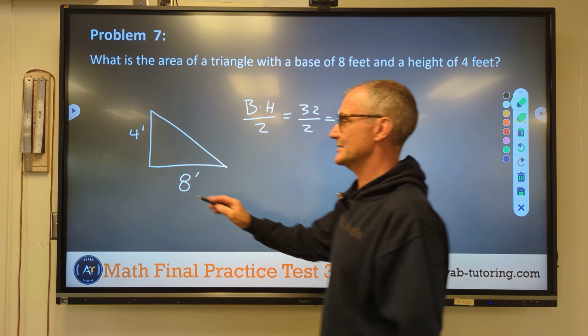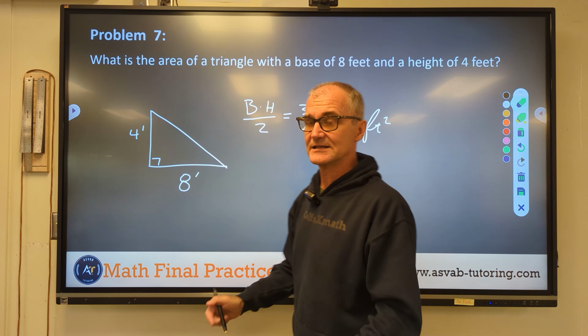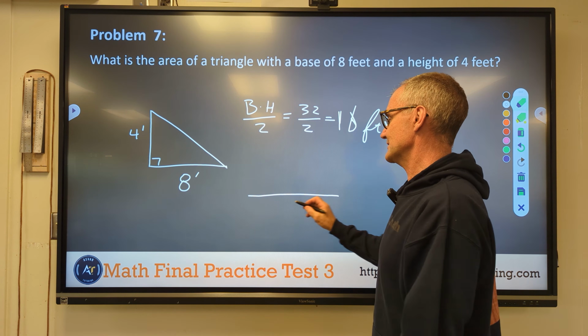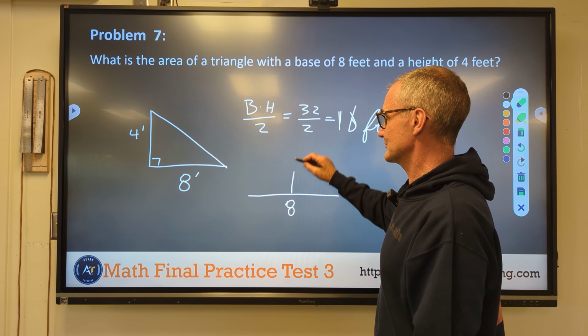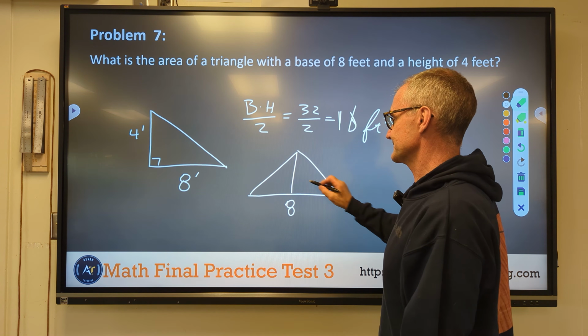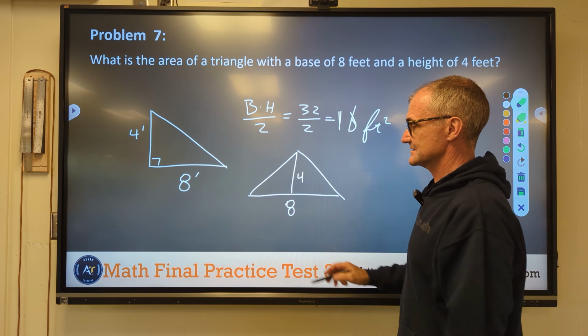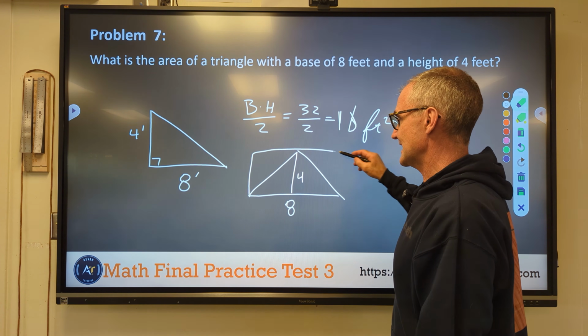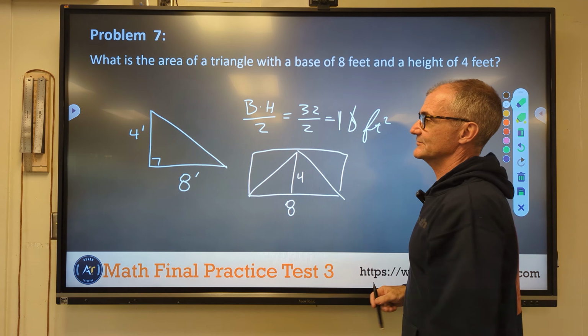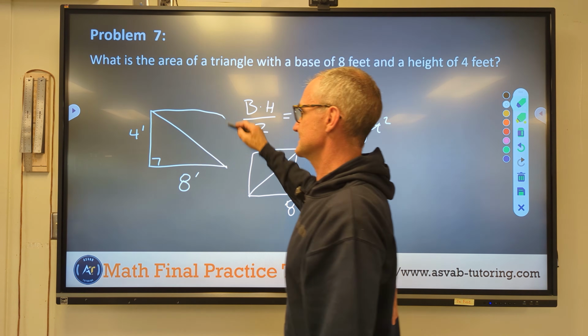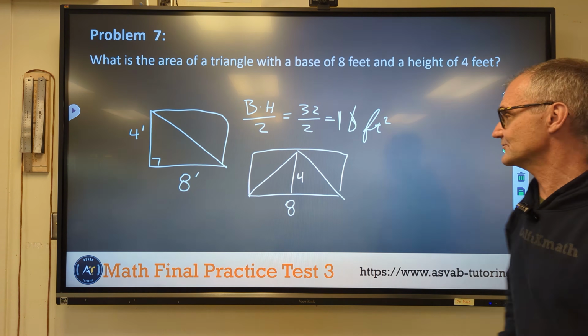Or if you're thinking, well, maybe it's not a right triangle like that, the answer is still going to be the same. If the base were 8 and the height were 4 and the triangle looked like that, the area is still 16, because you could see that's half of that rectangle, 8 by 4. Just like this is half of that rectangle, 8 by 4.